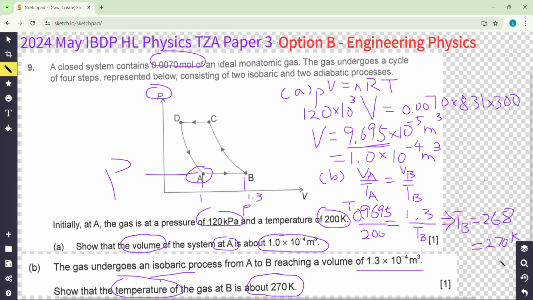So this part is difficult. They give you all the data. Remember which one is the unknown. The temperature of B is the unknown, not the volume. Don't get tricked. Well done.